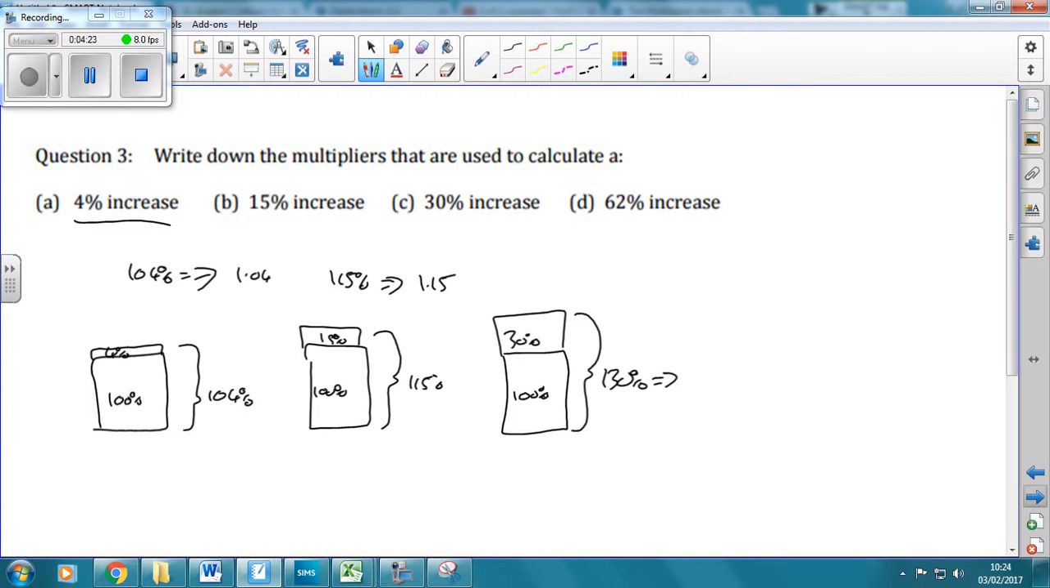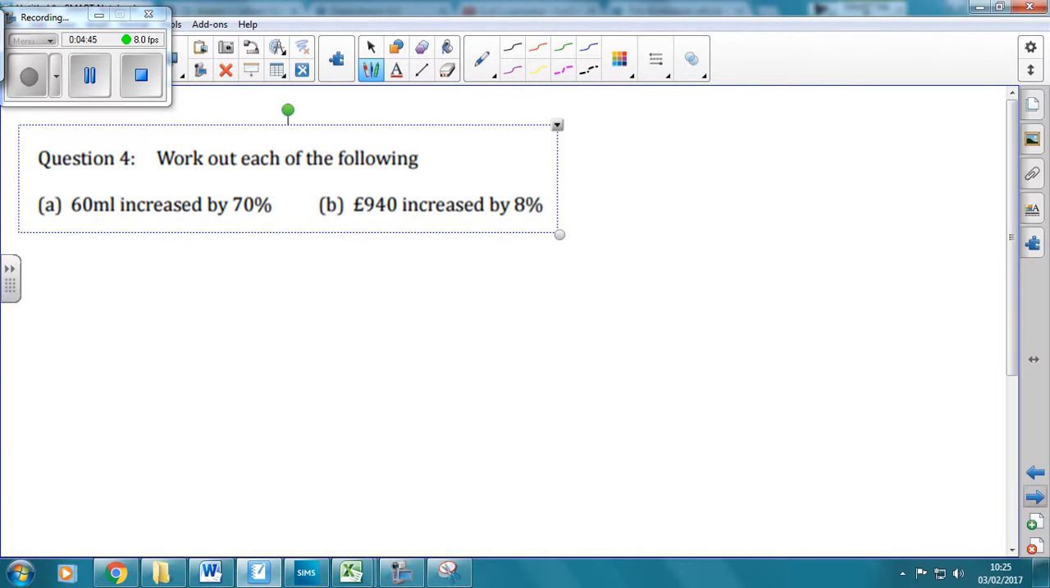And that's going to go to 1.3 when you divide it by 100. 62%, so that's going to be 162%. That's going to then go to 1.62, and that's going to be your multiplier. So basically what these multipliers do is give you a number that you multiply by that will represent a 62% increase. So if we consider these questions here.